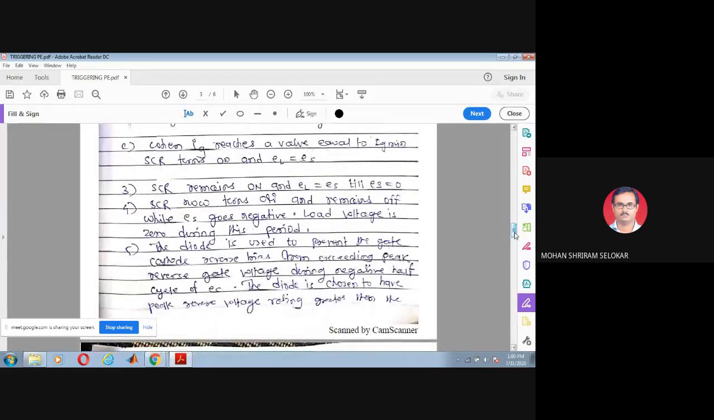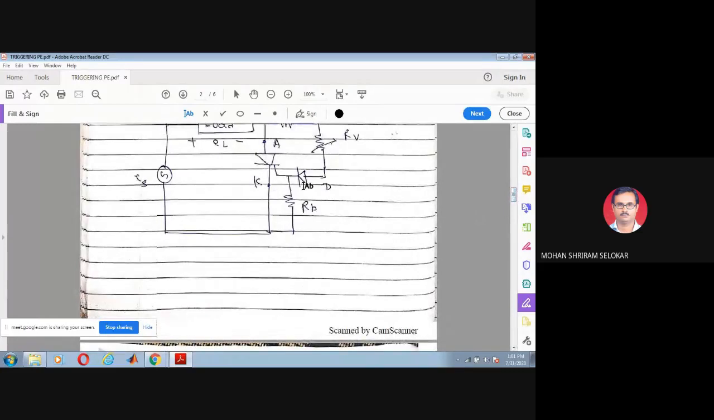Understand? So here, what is the use of the diode? Here the diode is used to prevent the gate cathode reverse bias from exceeding the peak reverse voltage, right? Because you know that in the negative half cycle my SCR is not conducting. As you are using the same source, the negative gate voltage will be apparent between the gate and the cathode, but that negative gate cathode voltage should not be more than its capability to sustain, and that's why we are connecting one diode. Here is the diode you can see in the circuit.